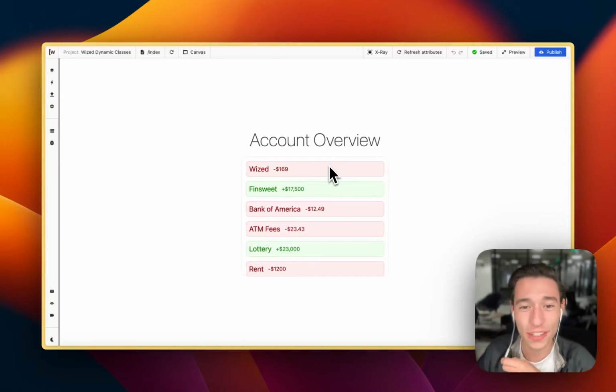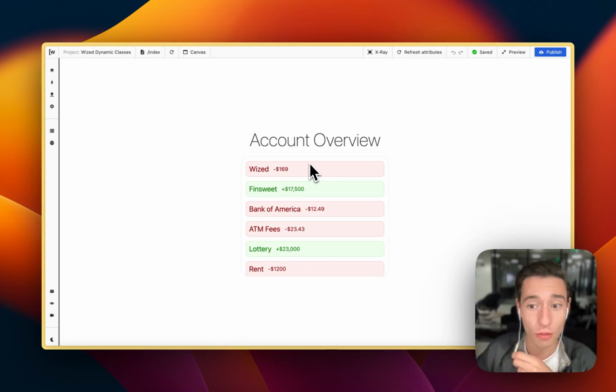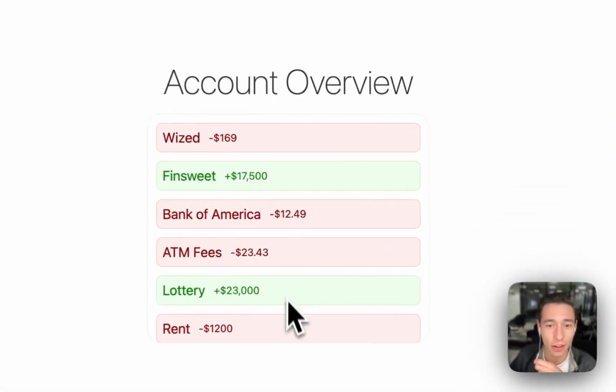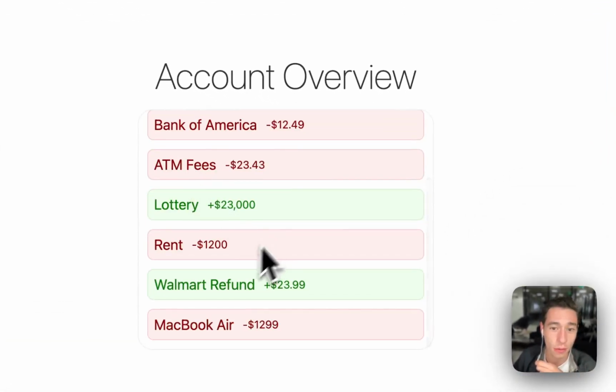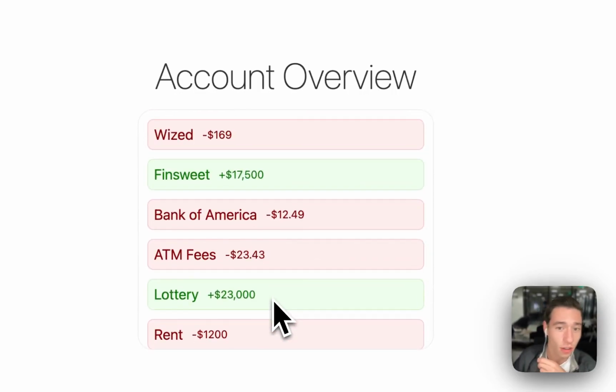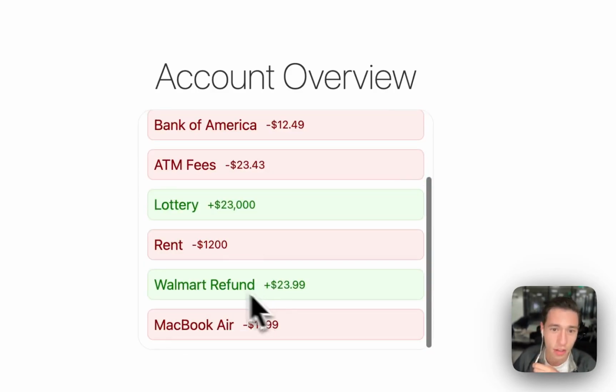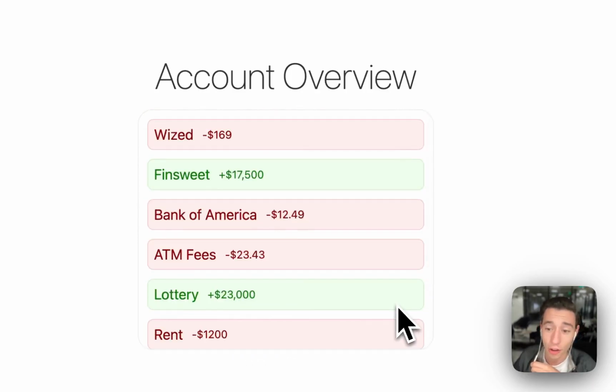Hi, today we're going to work with dynamic CSS classes. What this means is amazing. So let's look at this. We have this account overview, and as you can see, we have different colors. We have green when we're getting money, such as a refund, lottery, or whatever. And we have red when we are spending money, right? Like Bank of America, ATM fees, Wized, rent, MacBook Air, all of that.